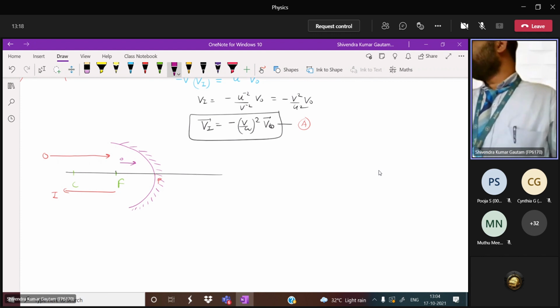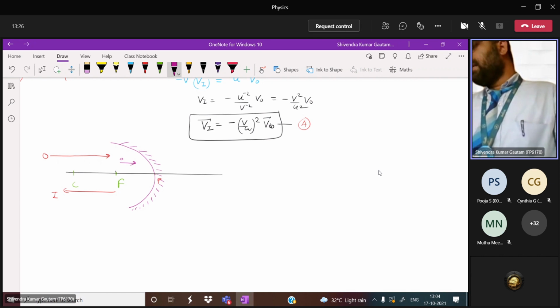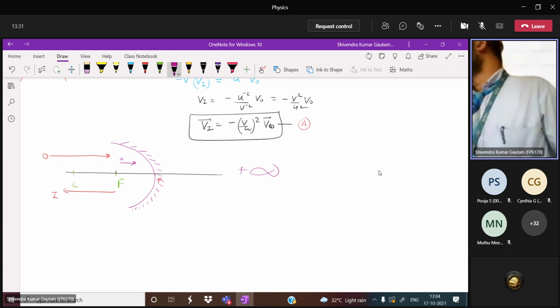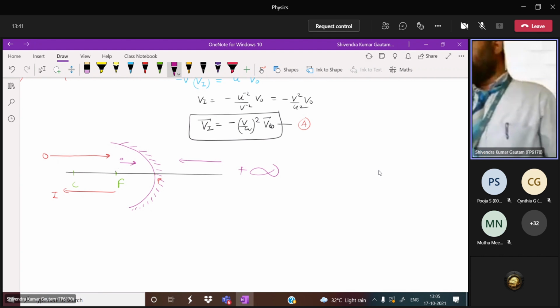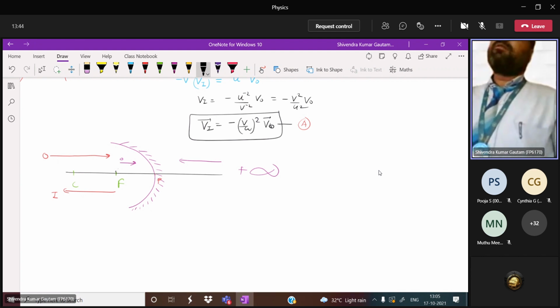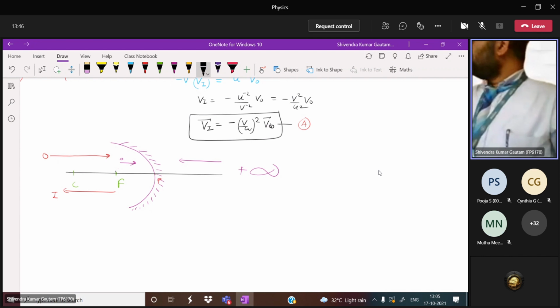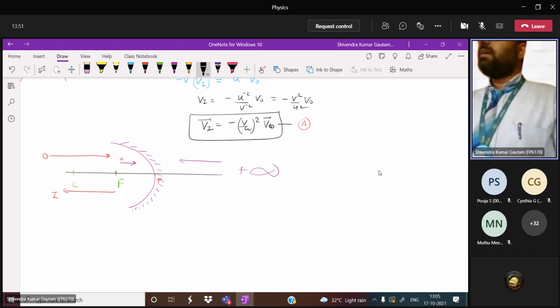Any location on the right side? We don't know the position. So what maximum value can we take? Plus infinity. If object moves from focus to pole, image moves from plus infinity to pole. And you can verify at pole. If you assume object kept at the pole, what is u value? Zero. So v also should come zero, then only we can say image is also at pole.